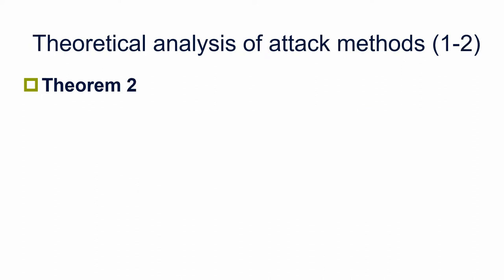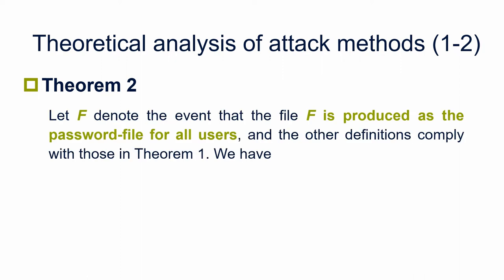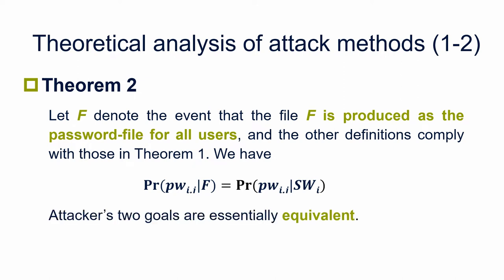Based on theorem 1, we further propose theorem 2. Let f denote the event that the file f is produced as the password file for all users. And the other definitions are the same as those in theorem 1. We have this formula. This theorem indicates that finding the most probable password can be reduced into first finding the most probable password within each sweet word list, and then ranking these candidate passwords. In this light, the attacker's two goals can be essentially achieved by using the same attacking strategy.